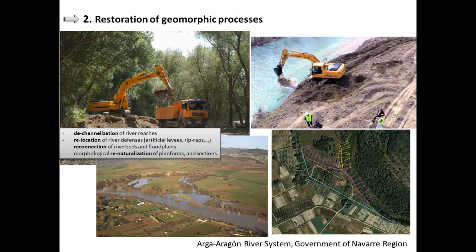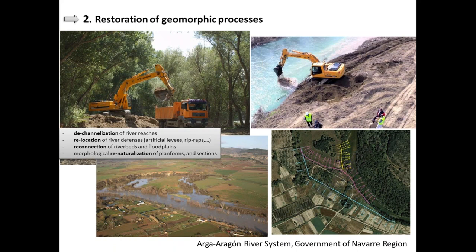About geomorphology, second block, we have different examples of how rivers can be dechannelized, of the relocation of river defenses, including levees and riprap, of the reconnection between riverbeds and floodplains, and also of the naturalization of degraded planforms and sections. We have examples here in some Spanish rivers, also in the northern area of the country, of the elimination of many kilometers of lateral defenses, of dikes, and also of the reintroduction of those sediments which were composing the former, the old riprap and embankments, to introduce them again into the water to try to avoid the present deficits in sediments in the system.